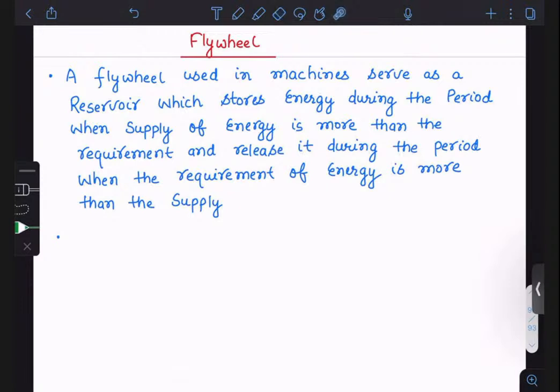So therefore, sometimes it stores energy, sometimes it discharges energy. Therefore, in that case, it does not maintain a constant speed. There is a fluctuation of speed. So there you can also write some points. Flywheel does not maintain a constant speed.